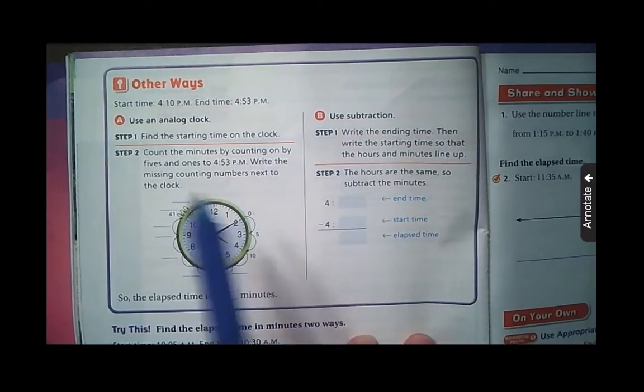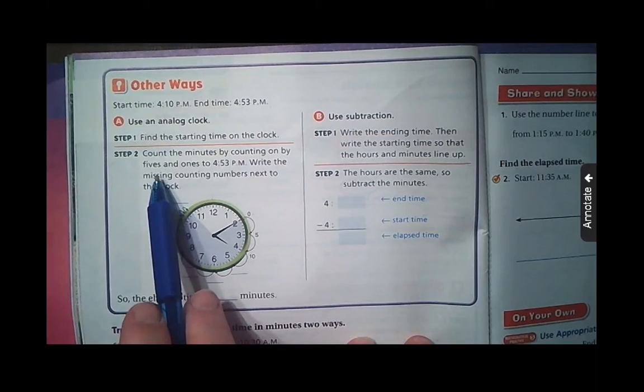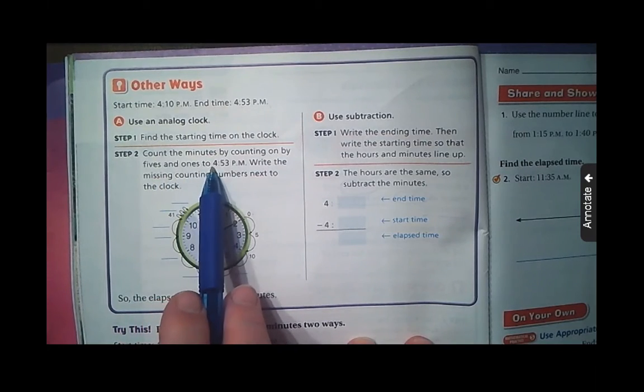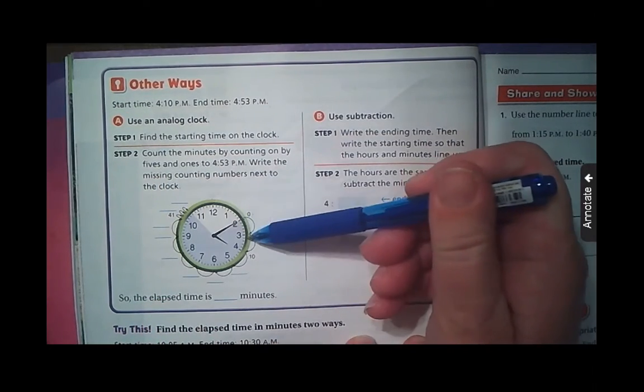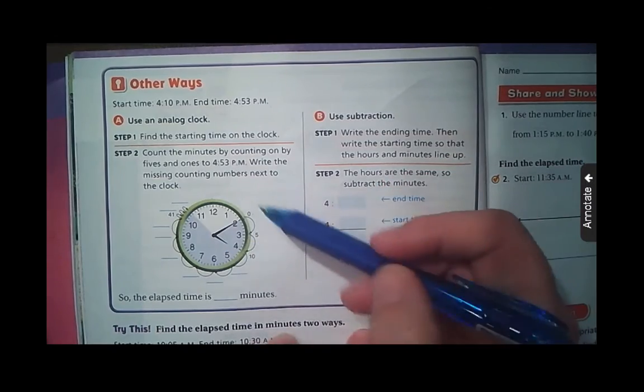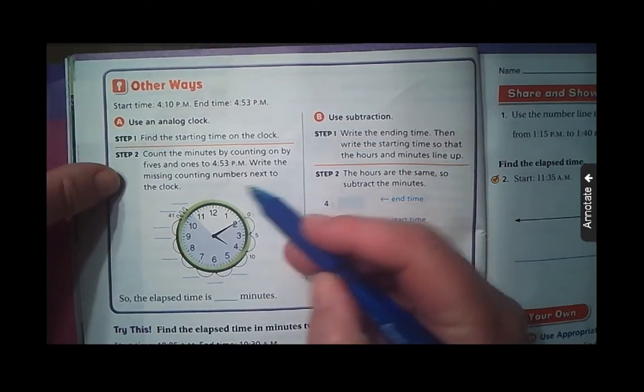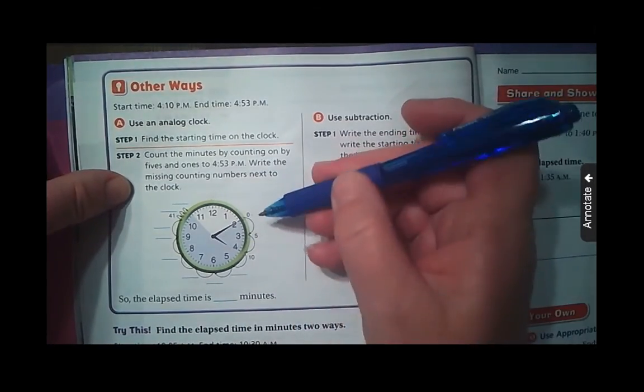All right, and this is count the minutes by counting on by 5s and 1s to, right? Because every increment is 5, we're counting by 5s. Write the missing counting numbers next to the clock. So we're going to move and count.